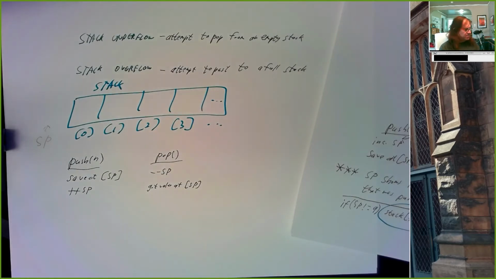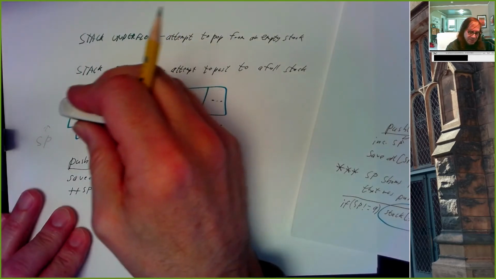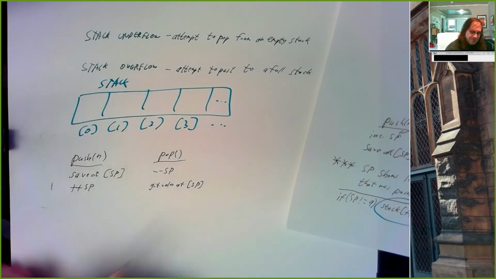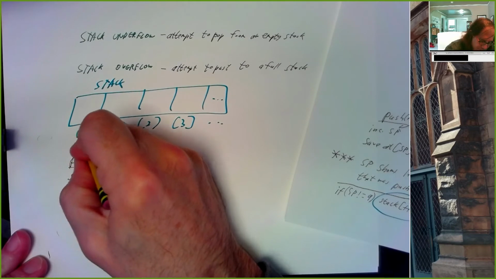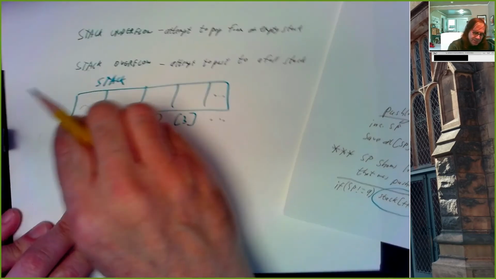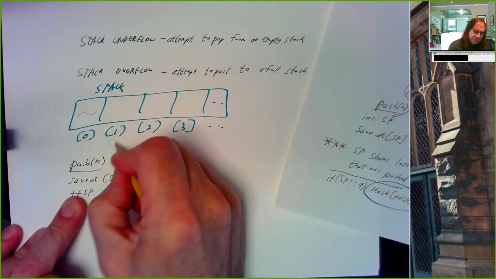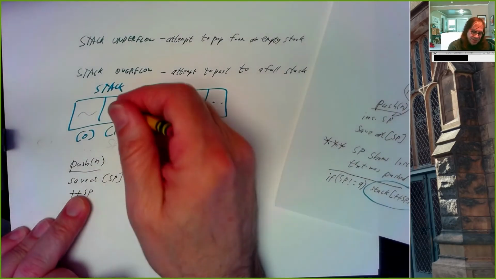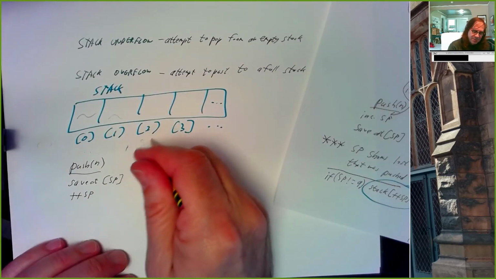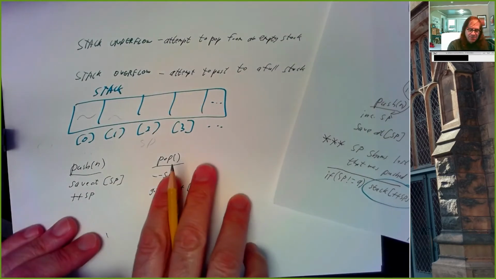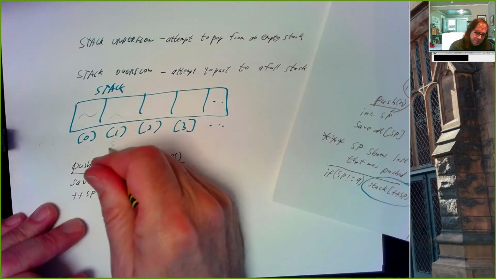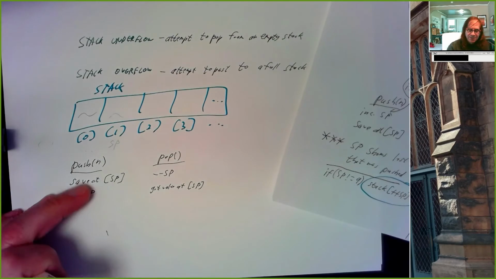The first time you push, we increment. In this case our stack pointer is initialized to a 0. The first time we push, we save at that location, increment the stack pointer. Push again, save at that location, increment the stack pointer. And now when we want to pop, first thing we do is decrement the stack pointer and then return that value.